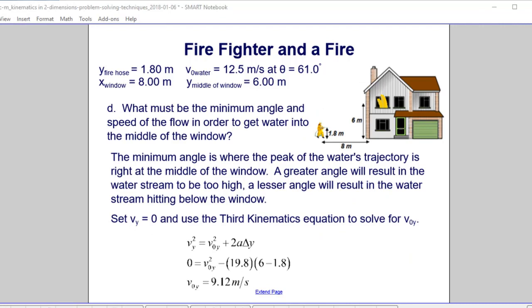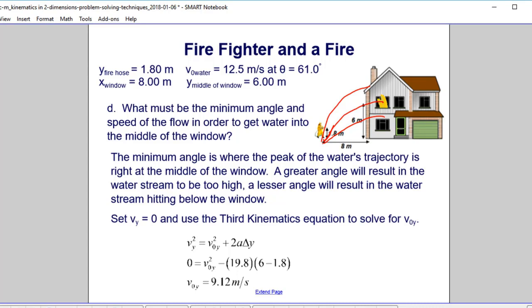What must be the minimum angle and speed of the flow in order to get water into the middle of the window? The angle we're looking for is where the peak of the water's trajectory is right at the middle of the window. So what we're looking for is right like this. It peaks right here in the middle of the window. If we have a greater angle, like this, the water will hit too high, and if we have a lesser angle peaking, it'll hit too low.